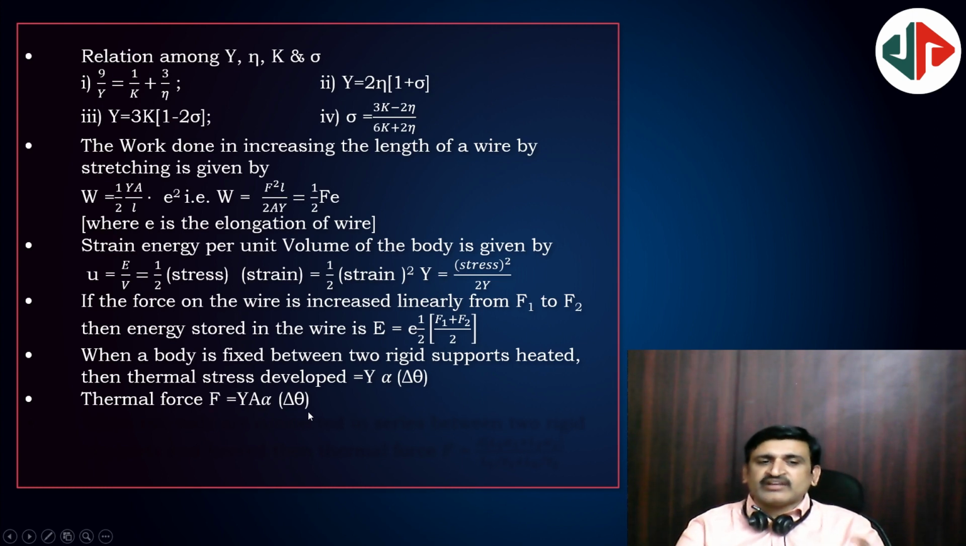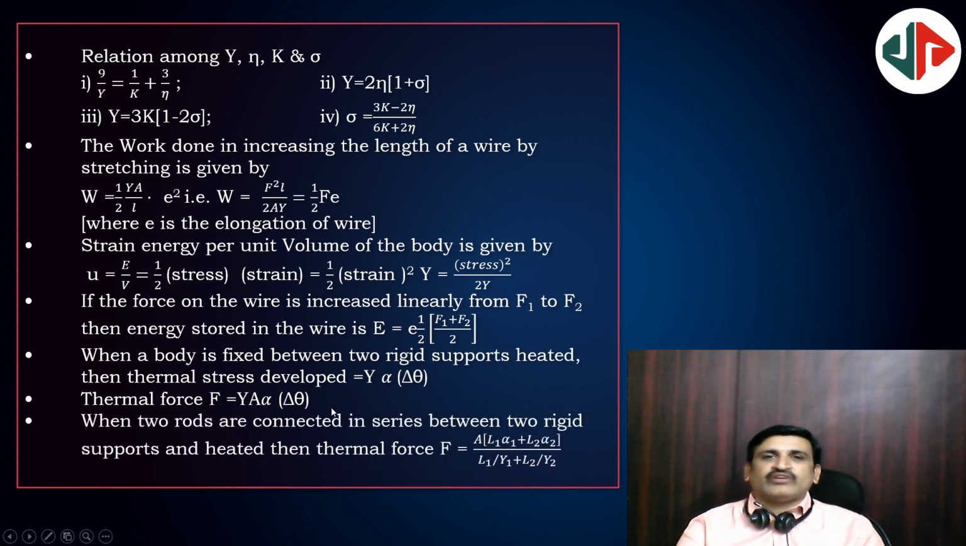It is developed if and only if the body is fixed between rigid supports and heated, then only you can observe it. Fixed between, that is important. If you put a rod free and heat it, there is no thermal stress. If you fix it between two rigid supports and heat or cool it, then it comes. In cooling also it comes. A string taut between two fixed points, if you cool the string, then also thermal stress will come.